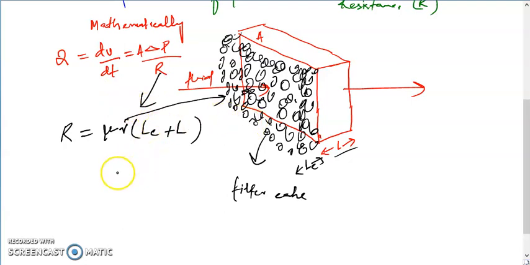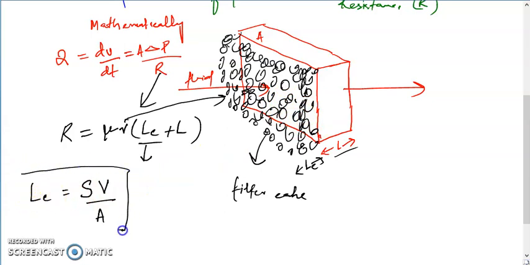Now, if the rate of flow of liquid and its solid content are known, and assuming that all solids are retained on the filter, the thickness of the filter cake LC can be expressed as LC is equivalent to solid content S multiplied by V, the volume of the filtrate, divided by area A, where S is the solid content.